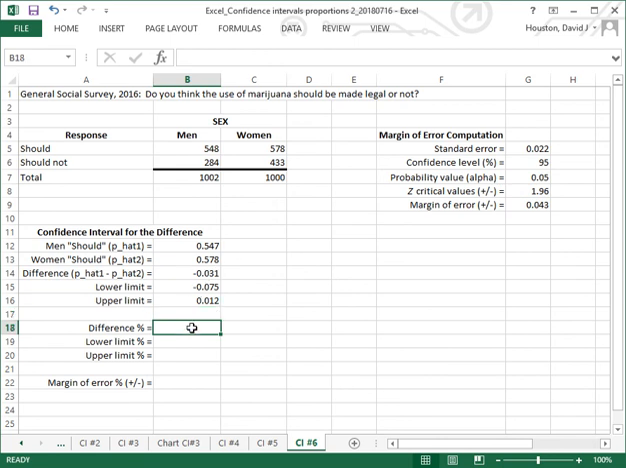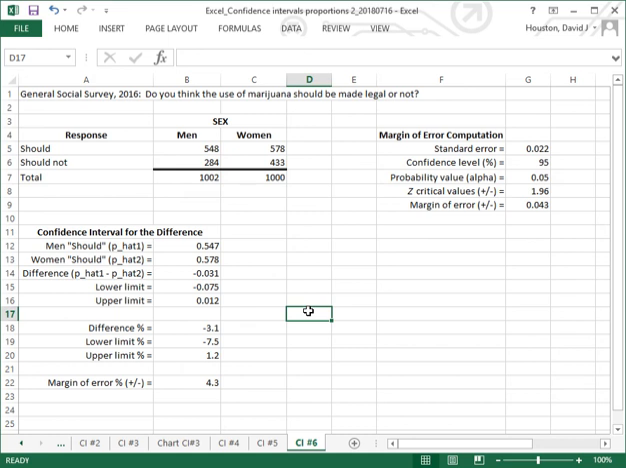And now what I'm going to do is convert our information for the confidence interval to percent, which is not necessary in this case, but we can. It's common to report this information as percent, as well as the margin of error. So this confidence interval has a margin of error of plus or minus 4.3%, and we indicate here that 3.1% fewer men offer the response that marijuana should be legal as compared to women.